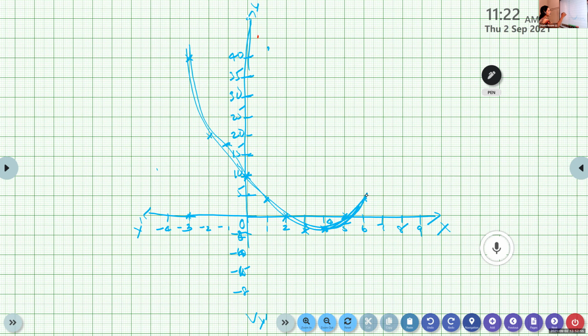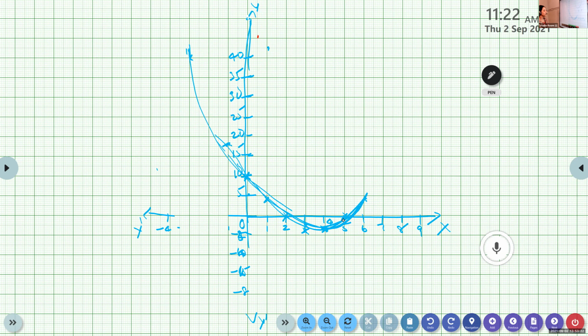And look at this parabola. It is opening upwards. We have learned that the graph of a quadratic polynomial is a parabola. And look at the points where it cuts the x-axis. It cuts the x-axis at 2 points, at 2 and 5. So what are the zeros here? The zeros of the polynomial are 2 and 5.